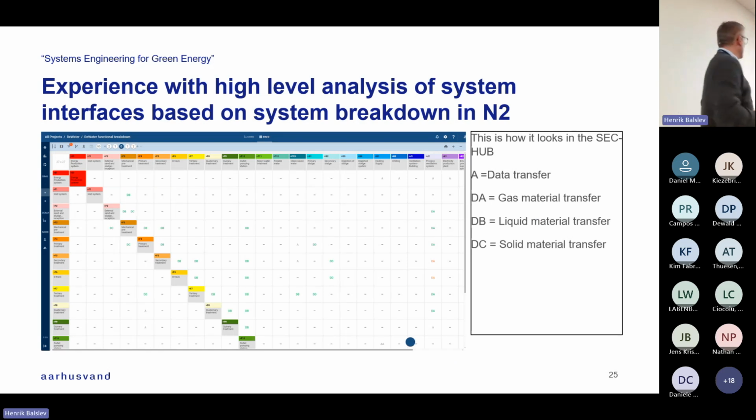And this is what it looks like in the SEC Hub. It's another module, the first one with the structure was core, and this is CMO. And here you can see all the interfaces between the systems. For instance, between system F7 and F6, we have a liquid material transfer.